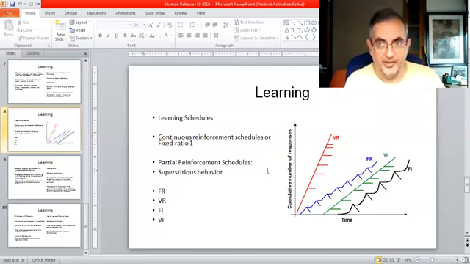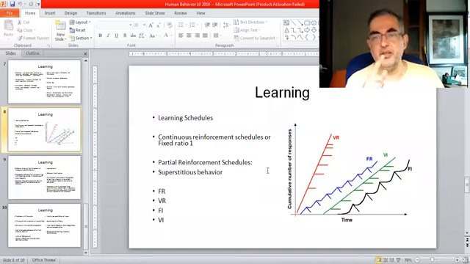Superstitious behavior in animals: let's say a pigeon or a rat is just wandering around the cage, and you give it a reinforcement, a food pellet. What happens is, you didn't give it for any particular behavior, but the animal will start copying the behavior it was doing just before it got the reinforcement. And as long as you occasionally give it a reinforcement, it will really get locked into that behavior.